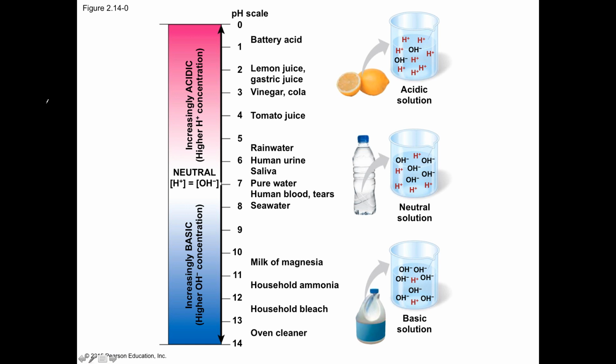Now, here's a pH scale. And the pH scale here goes from 0 to 14. And just to give you some ideas, this battery acid is less than 1, so that's really, really, really acidic. Gastric juices and lemon juices are very acidic. They're about 2. Vinegar is also acidic, and cola.